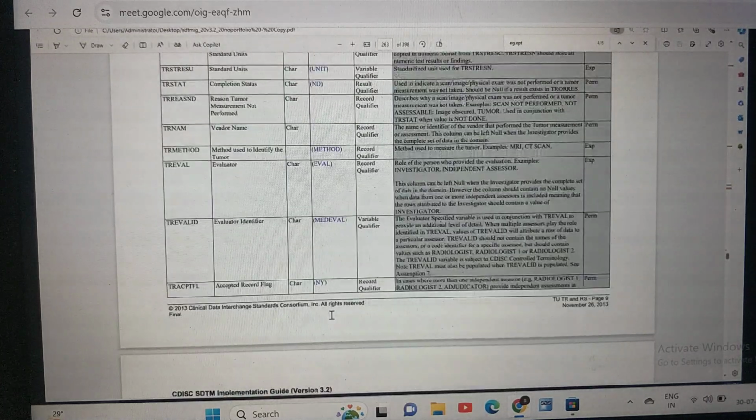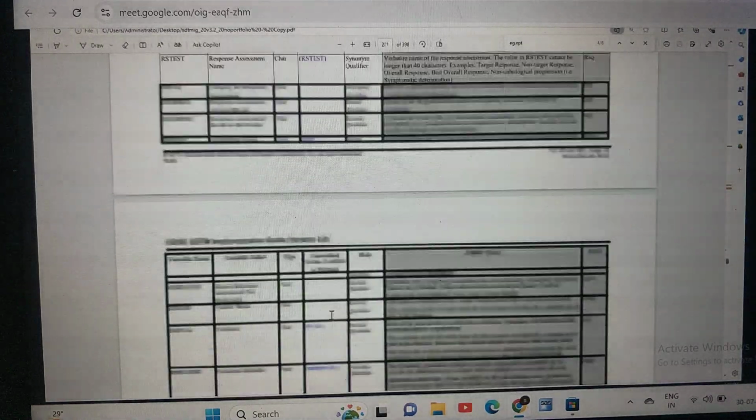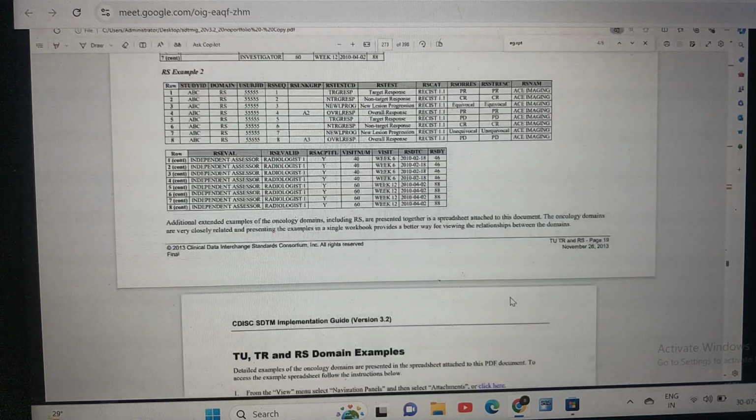What else can we take? The rest of the domains would be the same as it is. If you go with all the findings domains, then I think we covered all classes. Or is there anything which we missed? I think events, interventions, findings, special purpose, we covered all. Did we miss any class?